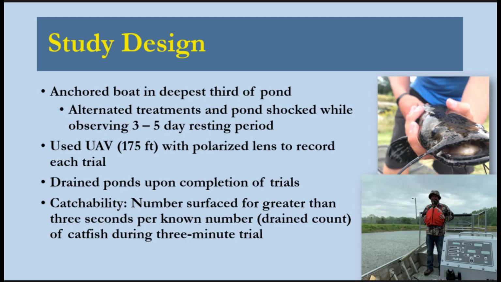So we weren't dip netting fish. This is, if anything, like a maximum catchability because we don't account for dip netting efficiency. And then we define catchability as the number of fish that surface for greater than 3 seconds per the drained count after the trials when we drain the pond, for that adjusted number of fish throughout a 3-minute trial.